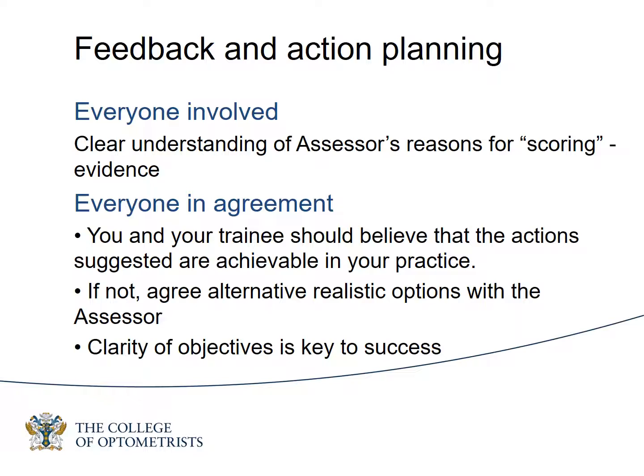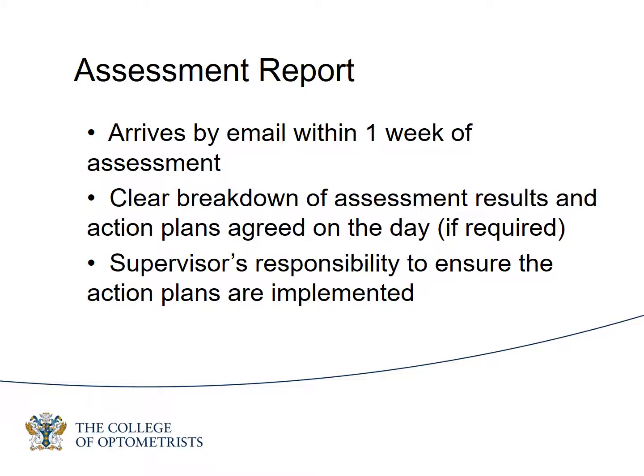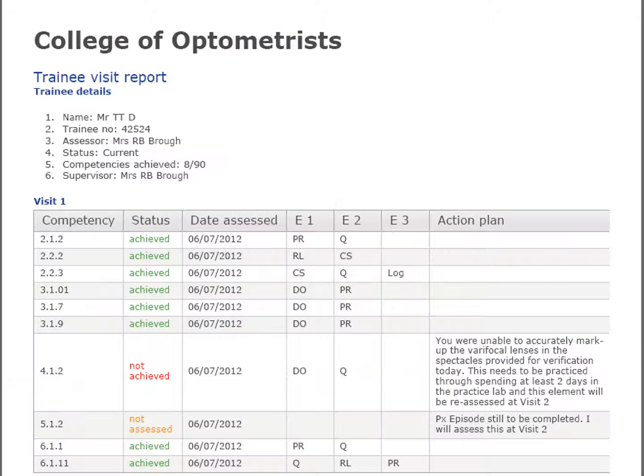Once we've agreed the action plans, I'm going to leave the practice and go away and write up the assessment report. Your trainee's going to go away and faint, but I'll go away and write up the assessment report. It's all done online, and it's going to arrive with you and your trainee within the next week. So the report looks like that. This is the first sheet of it, and you can see it's listed all the competencies that were due to be assessed: achieved, not achieved, and not assessed.